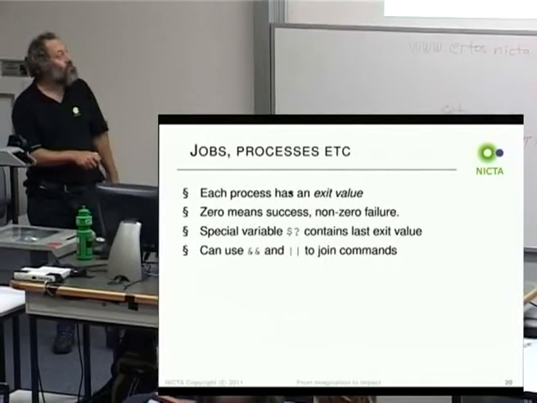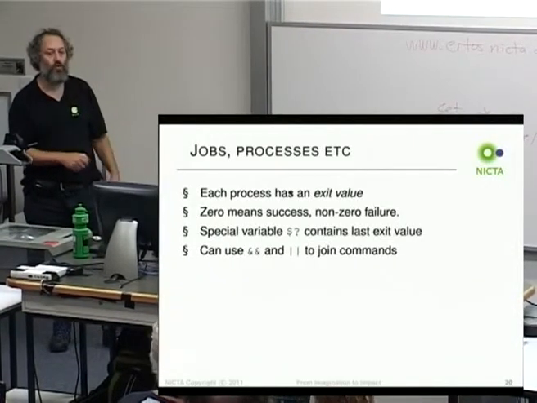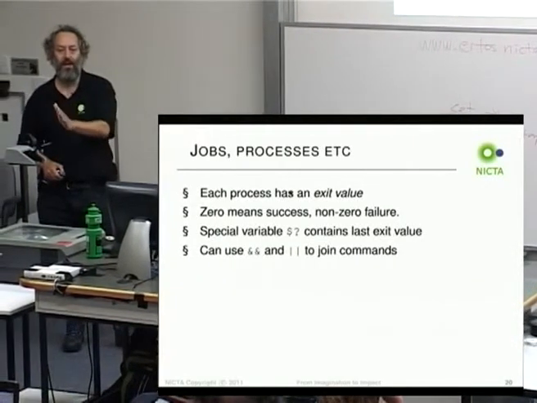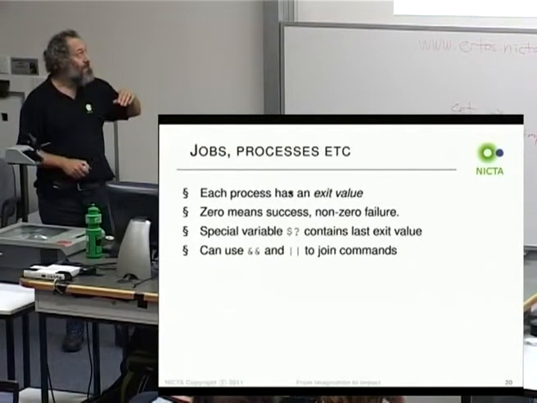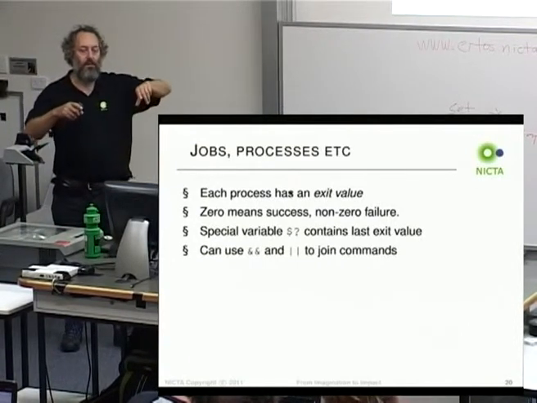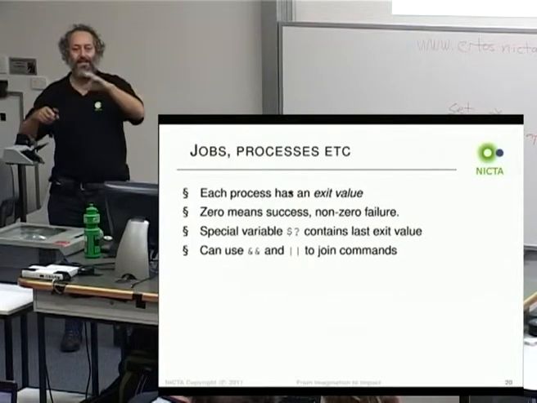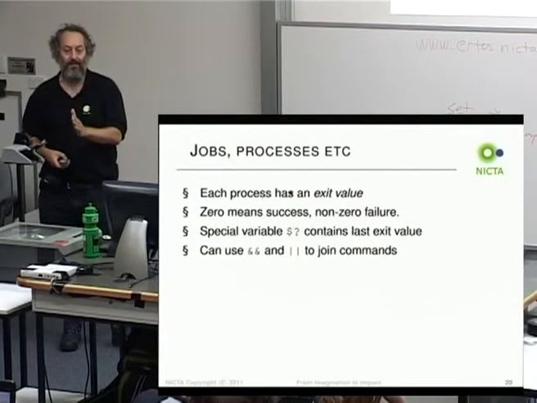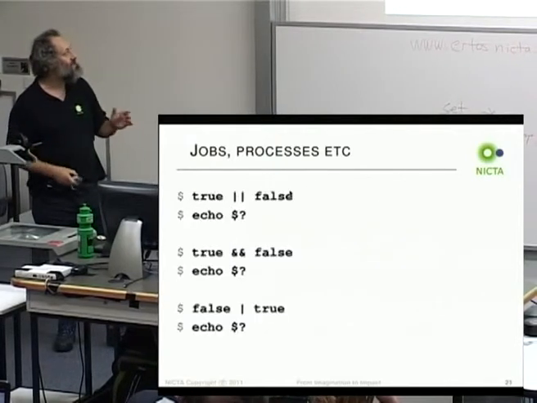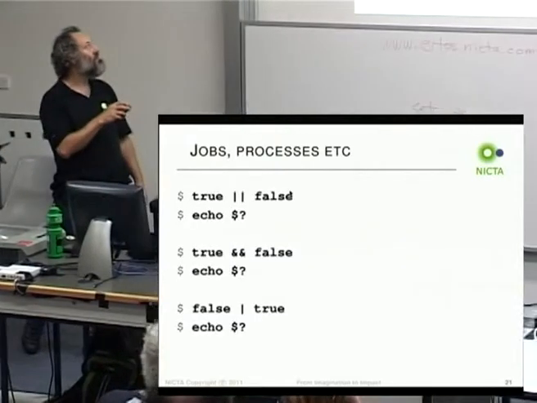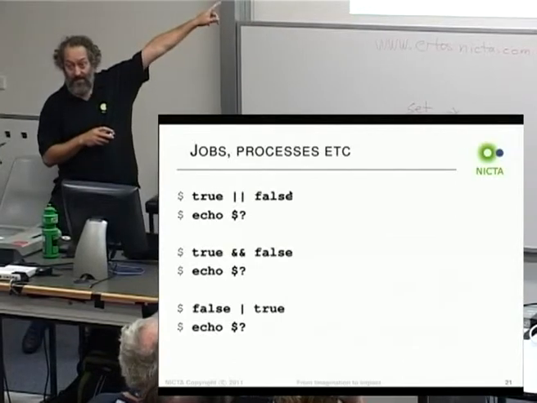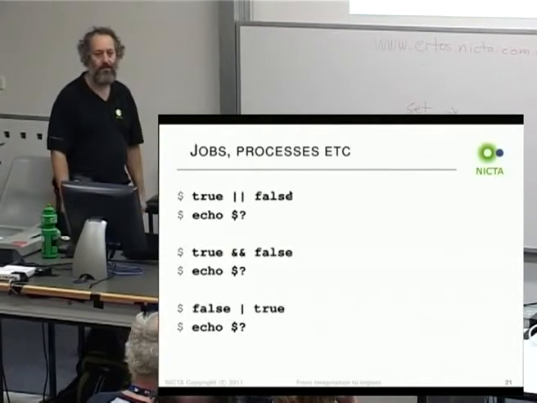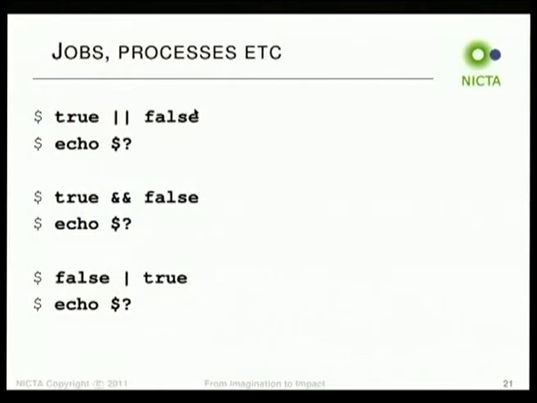And you can use && and || to join commands. And these are shortcutting. They're strictly left to right shortcutting operations. The exit status of a job which is joined together with || or && is the one of the last one actually run. So this gives an example. Please type these in and see what happens. The bottom one's a tricky one. It's a single bar because we're piping the output of false into true.